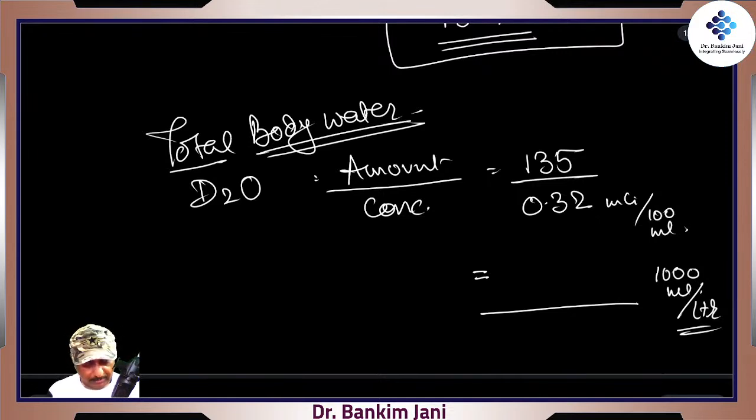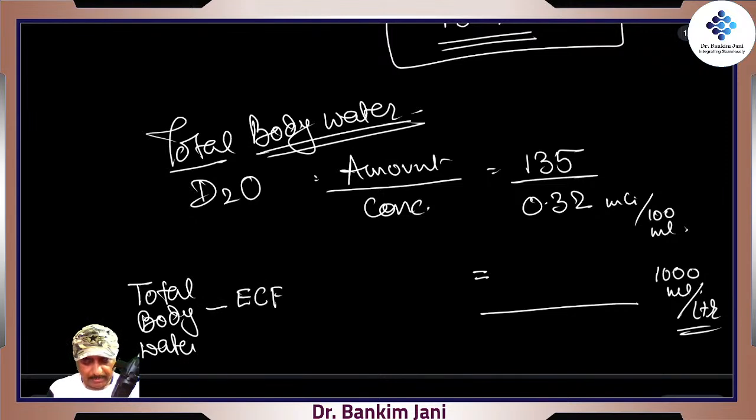And once we have got the total, this total body water minus our extracellular fluid becomes the intracellular fluid level. That would become the ICF. How do we get the concentrations, D2O 0.32 and mannitol 4.6? By measuring, because you have to take the sample out and then measure the concentration. There are various methods of measuring the concentration.